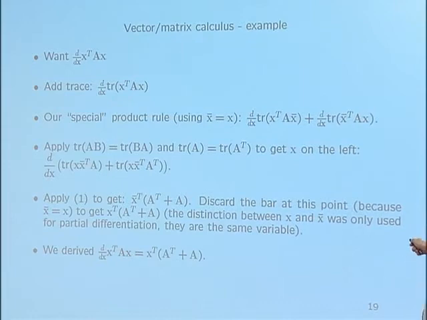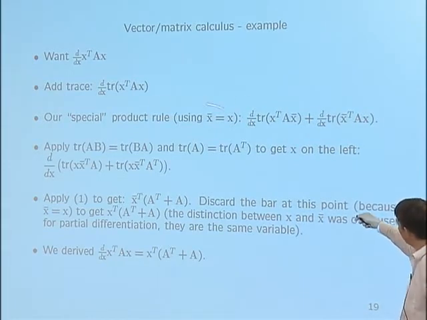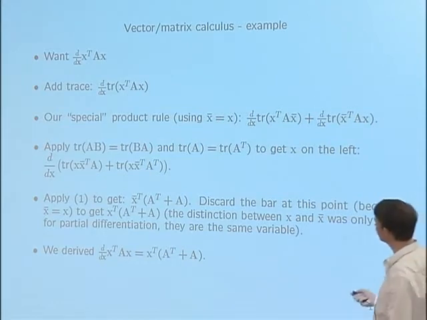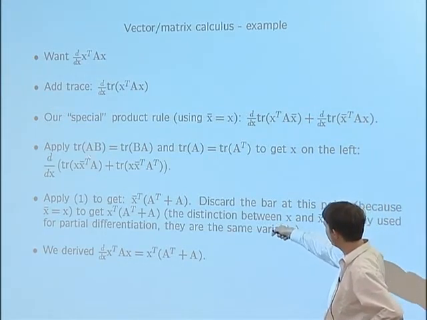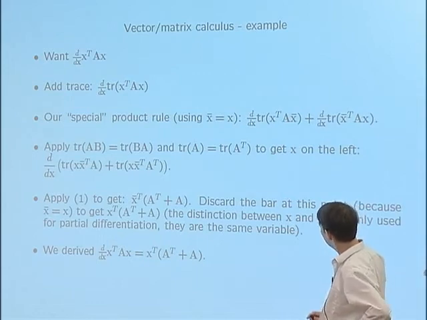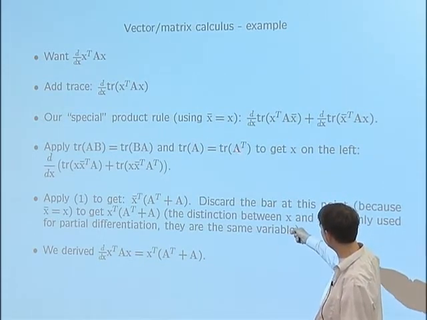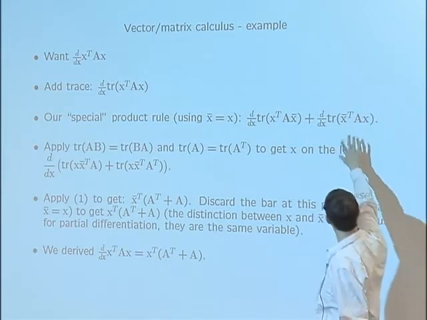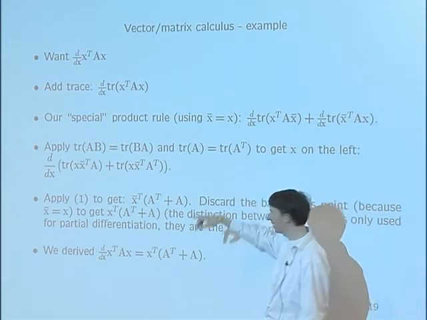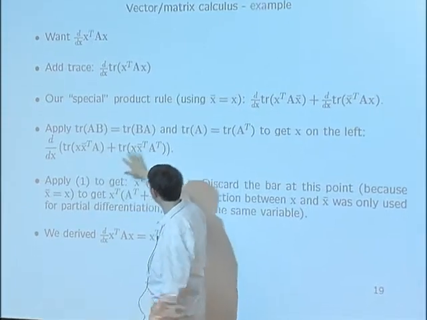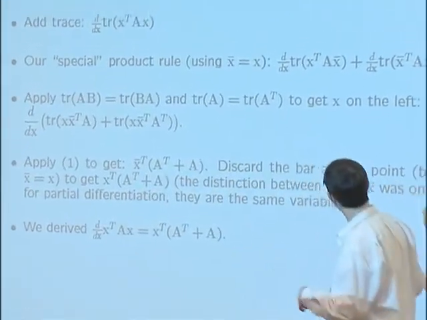Then we use our special product rule, using x bar equals x. So we have d by dx of trace of x transpose A there, plus that. And now we have this rule that trace of AB equals trace of BA, and we have a rule that trace of A equals trace of A transpose. Basically, we can manipulate these expressions using these two rules and get them into this form. Let's just consider how to do that.